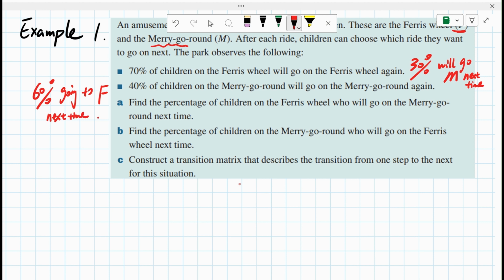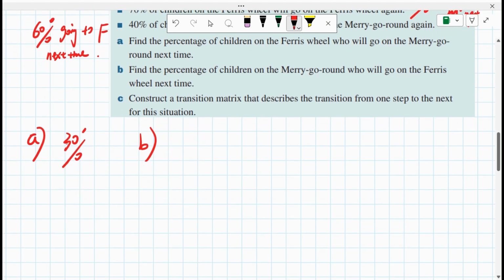Does that make sense? Yep. So first, find the percentage of children going on the Ferris wheel who will go on the merry-go-round next time. So that is question A, which will be 30%. And B, find the percentage of children on the merry-go-round who will go to the Ferris wheel next time, which will be 60%. Perfect.